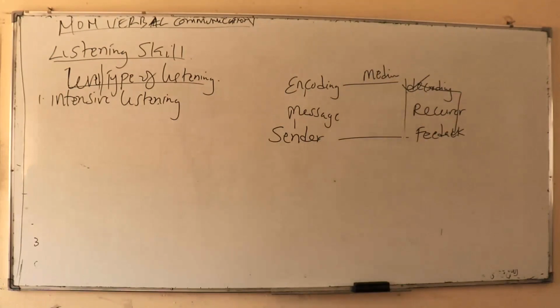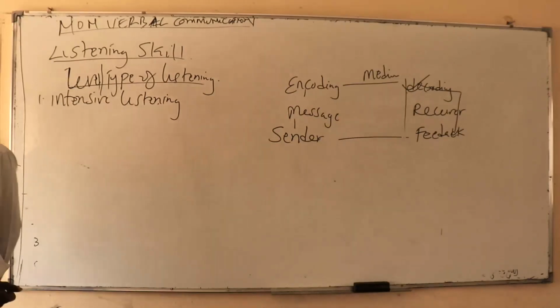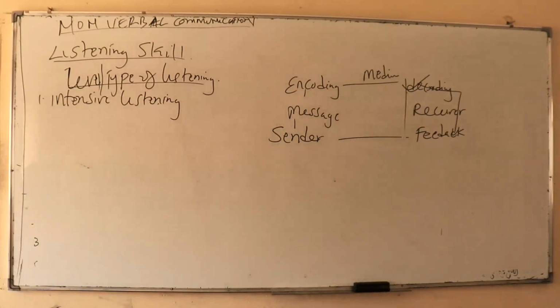Number two, taking down the main points in the communication process. Number three, the receiver resists any noise which may interfere with the incoming message.